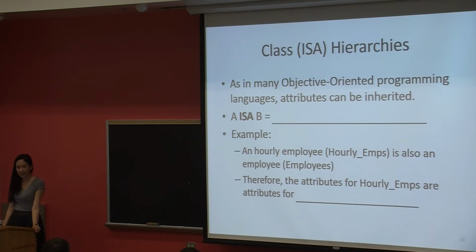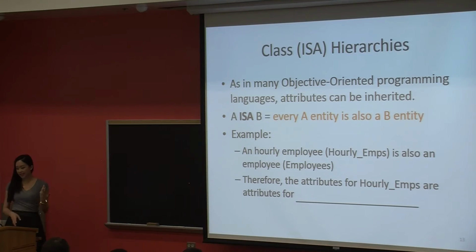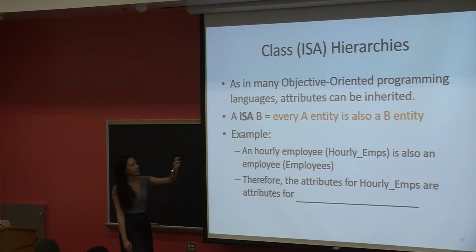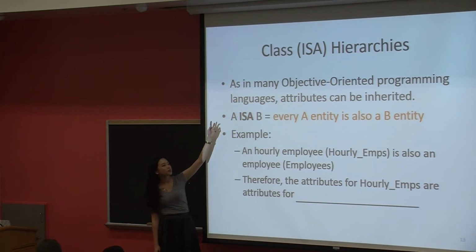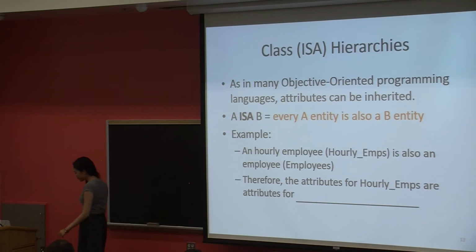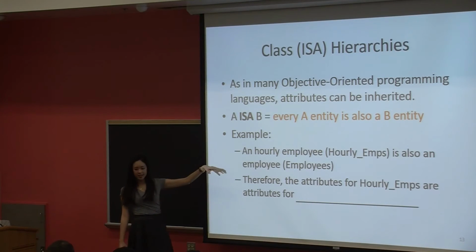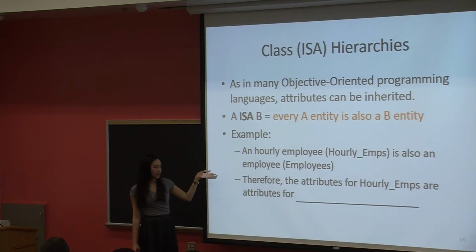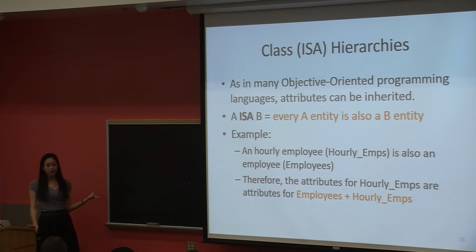So right here, we also have that in the ER diagram, okay? If we say A is a B, then that means every A entity is also a B entity. For example, A is the car, B will be vehicle. Or, a weird example, student is also people in the university, faculty also people. So whatever attributes B has, A will also have, correct? Here we have an example based on our favorite department employee example. Say we want to have an hourly employee. Then hourly employee is also an employee, right? Therefore, the attributes for hourly employees are attributes for the employee plus the hourly employee attributes.